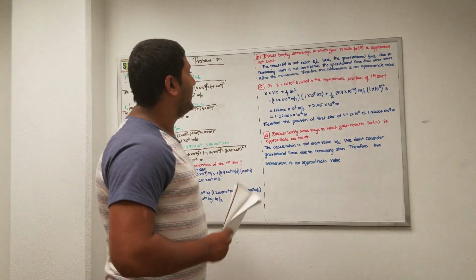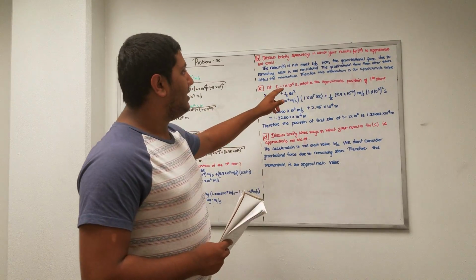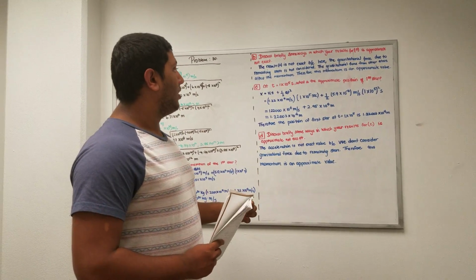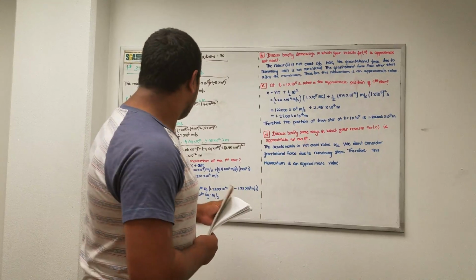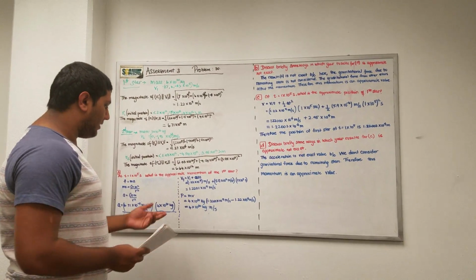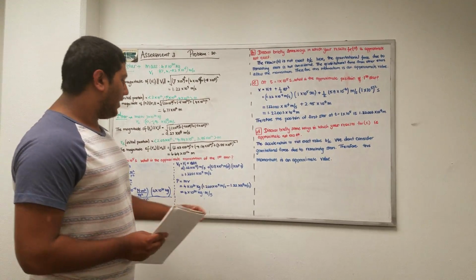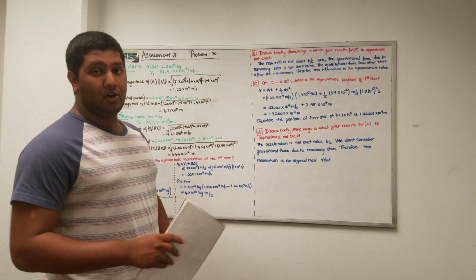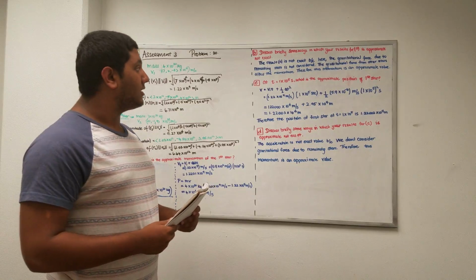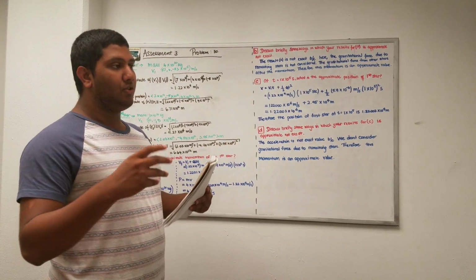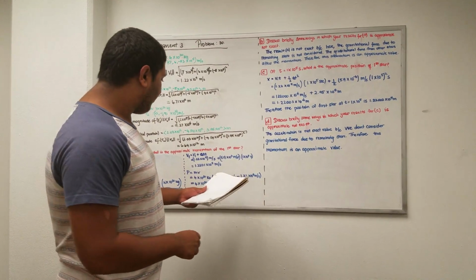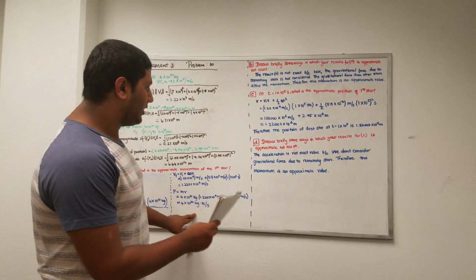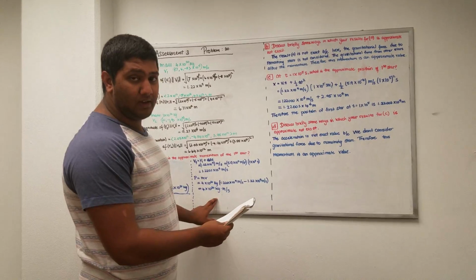Part B asks us to discuss briefly some way in which the result we found in A is approximate, not exact. Well, this value is approximate because when calculating the gravitational force, we didn't consider all the other stars next to it. So the gravitational force from the other stars will affect the momentum of this. So it is not accurate. It is not an exact value.